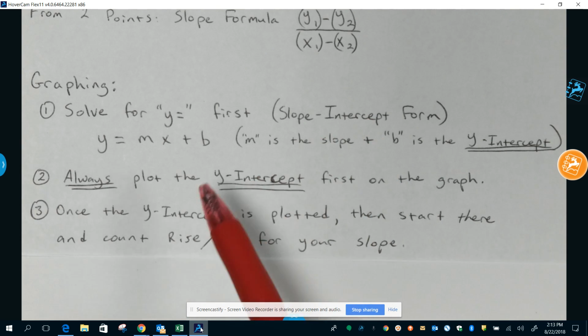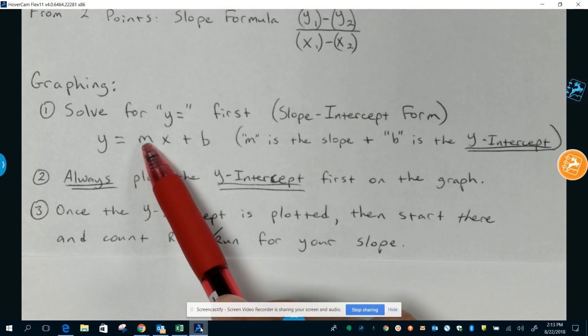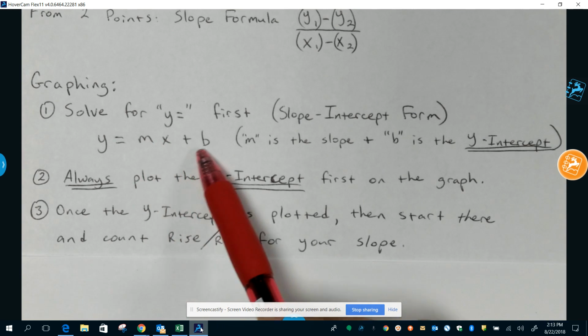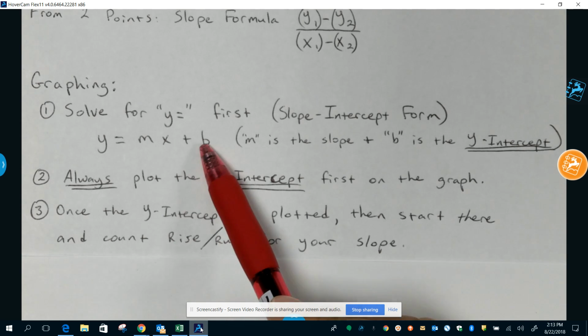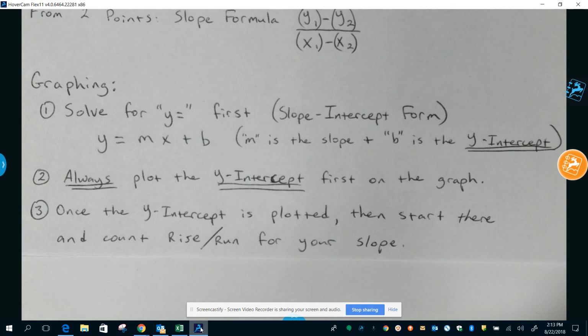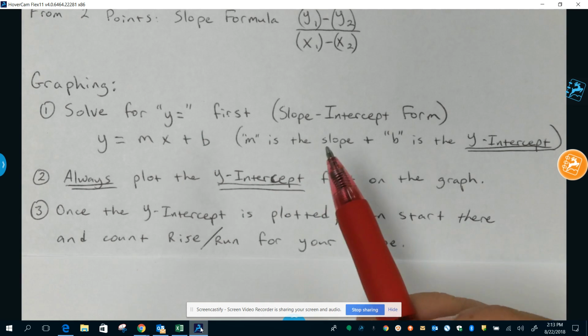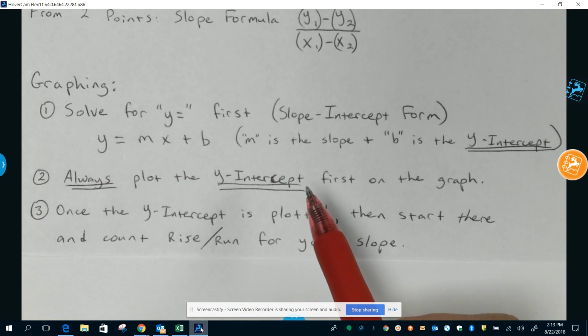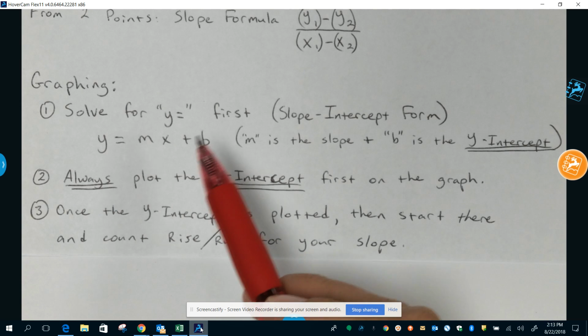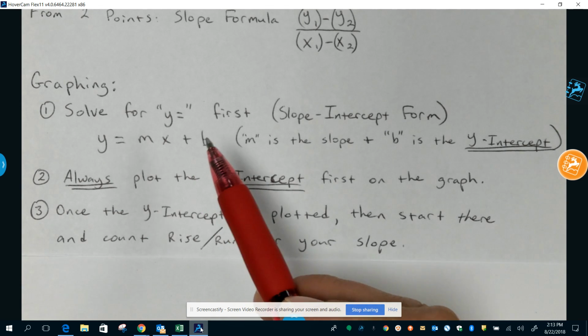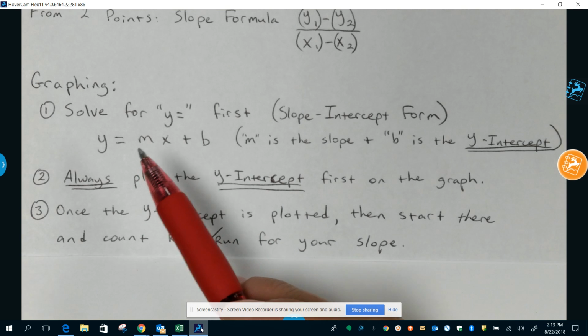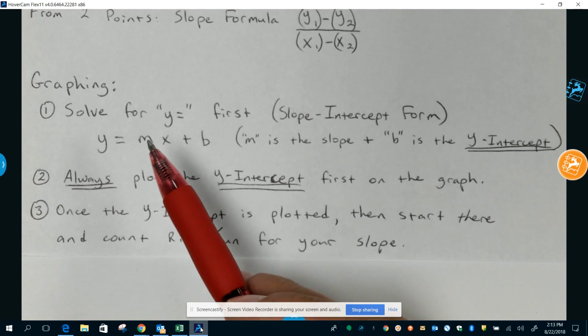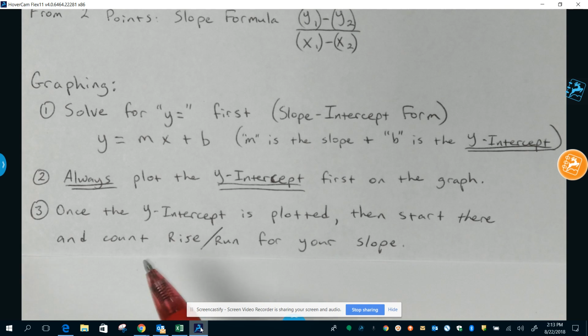This is called slope-intercept form because the coefficient in front of my x variable, which is my m in this case, that's my slope. And then my constant at the end, my b value, that's my y-intercept. Make sure you understand that's the y-intercept, not the x-intercept. Once we have it in y equals mx plus b form, we're always going to plot our y-intercept first on the graph. So we'd plot our b value first. Then once that's plotted, we can look at our slope and count rise over run to plot our slope from there, whether it's positive or negative.